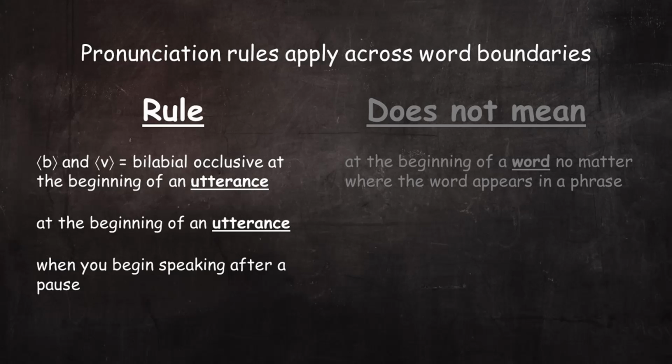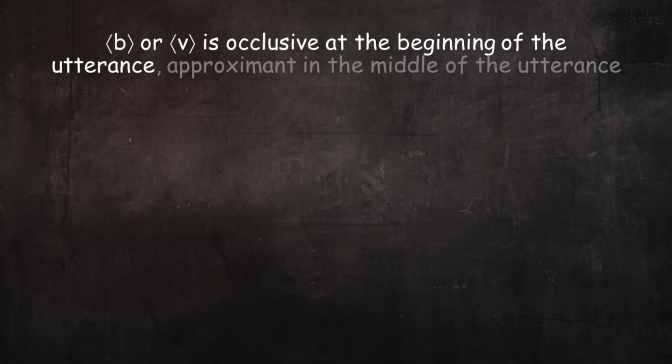Let me show you what I mean with some examples. In all of the following cases, the B or V is pronounced as an occlusive at the beginning of the utterance, but exactly the same letter in exactly the same word is pronounced as an approximant when it's in the middle of the utterance. In other words, when some other word comes before it.